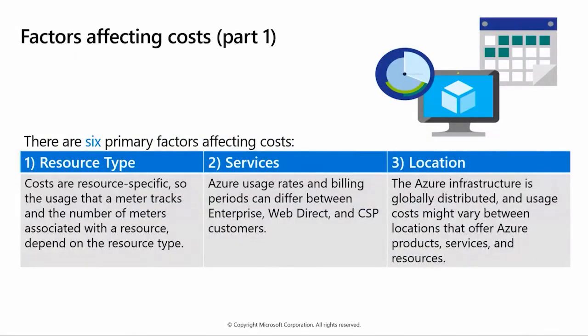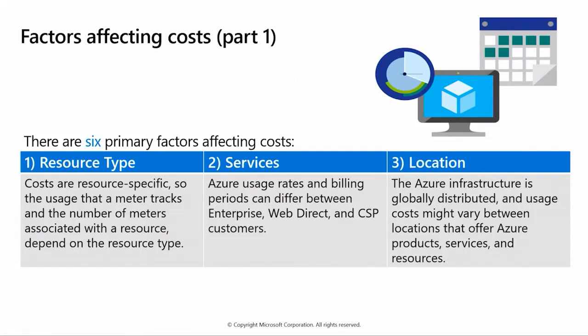There are 6 factors that impact the cost of your service. So the first 3 that I want to talk about are going to be resource type, services, and location. So those are going to be the main things that drive your cost. So the first one is going to be the resource type.